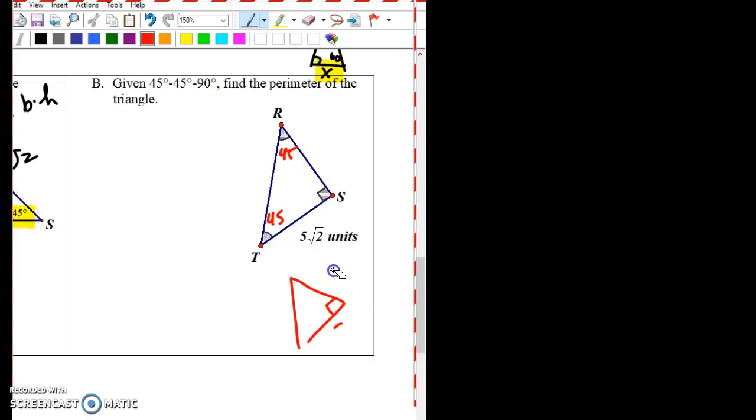Oops, that's not what I want to do. I want to use x, apologies. x, x square root of 2, x square root of 2. Miss Mendoza, you're losing it.